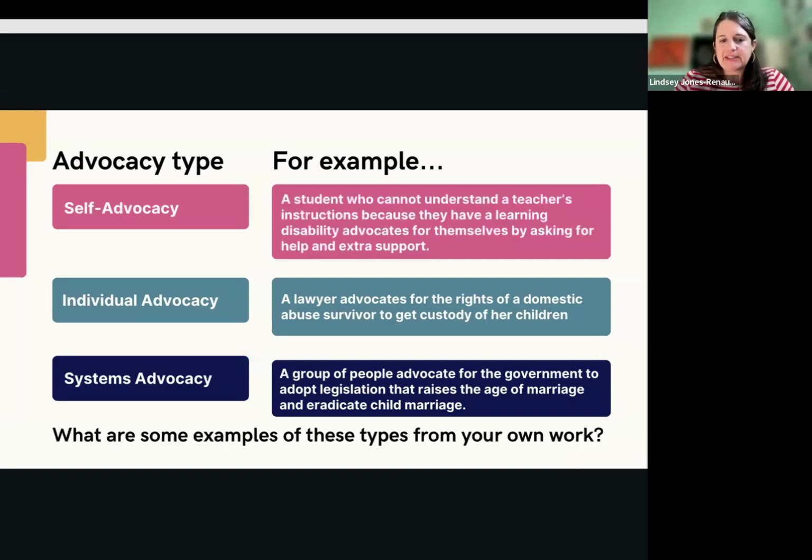What are some examples of these types from your own work? Would anyone like to share an example from the advocacy that you do, that is self-advocacy or individual advocacy or systems advocacy? Aisha, go ahead.